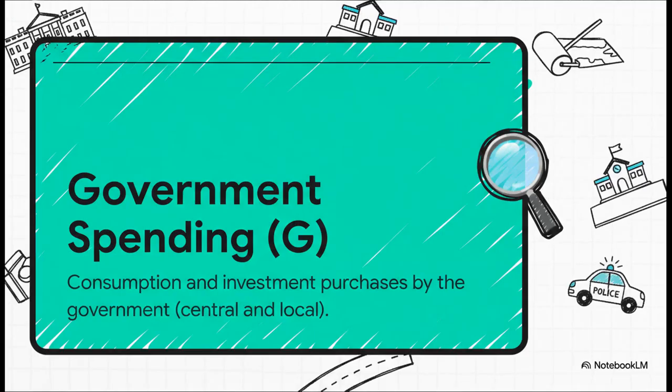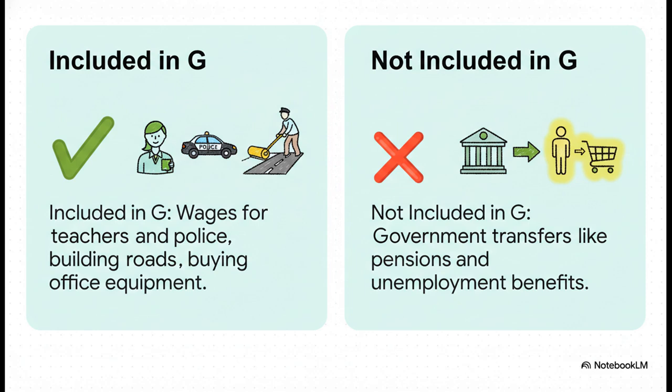And that brings us to G in our formula, which stands for government spending. This is basically the government acting as a customer, buying goods and services for the public. This covers everything from the military to local schools. Now, here's a really crucial point about what gets included in G.